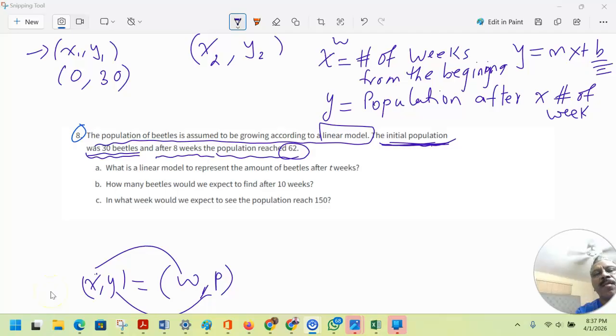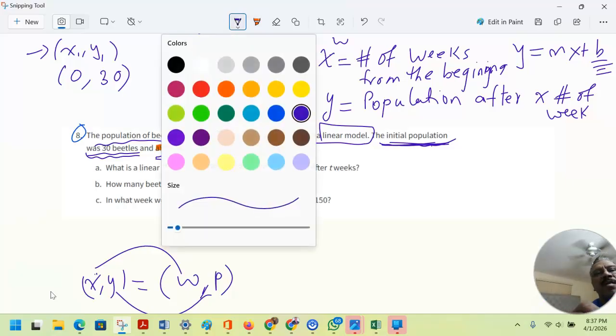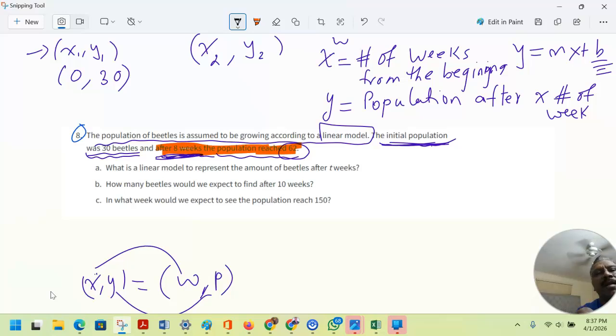So the second information that is given is after 8 weeks, the population is 62. It means the second point is 8, 62. So the question is, how much did it grow? This is a difference in the x's and a difference in the y's.